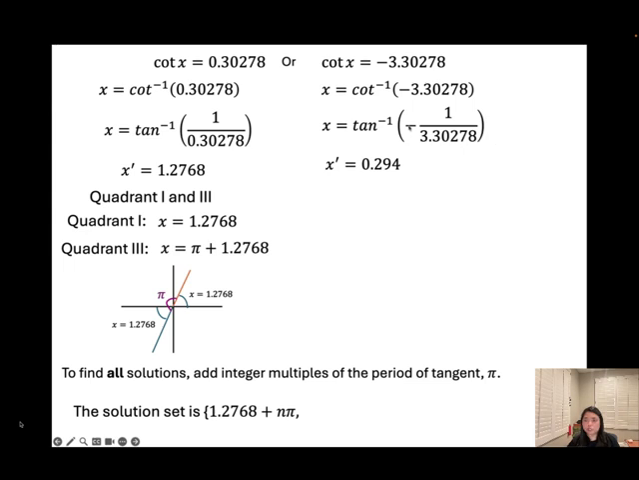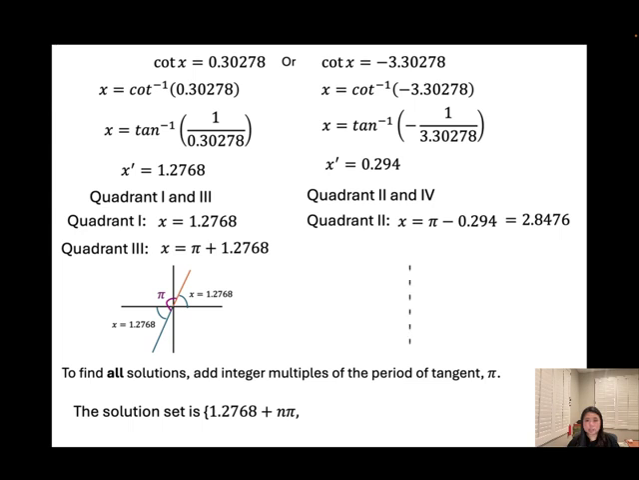And then the negative is telling you the angle x will be in quadrant 2 and quadrant 4. So in quadrant 2, we will have pi minus the reference angle, which is going to be 2.8476. And then we try to graph it.